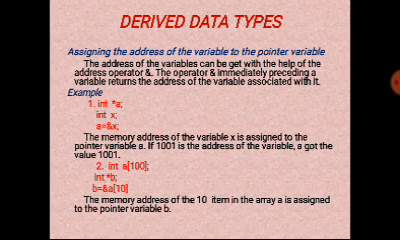So how do we assign the address of a variable to the pointer variable? The address of a variable can be obtained with the help of the address operator &. The operator & immediately preceding a variable returns the address of the variable associated with it. For example, int *a, int x, a = &x. That is, the memory address of the variable x is assigned to the pointer variable a. If 1001 is the address of the variable, then a gets the value 1001. Like that, int a[100], int *b, b = &a[10]. So the memory address of the 10th item in the array a is assigned to the pointer variable b.